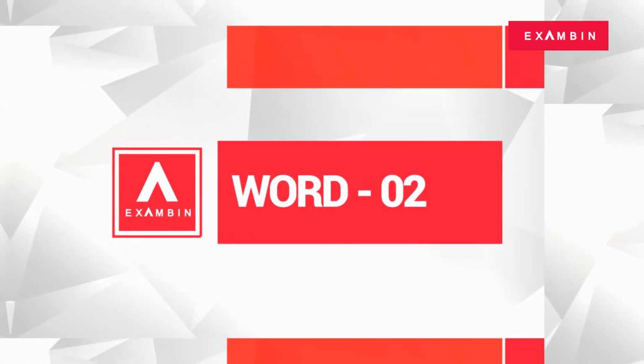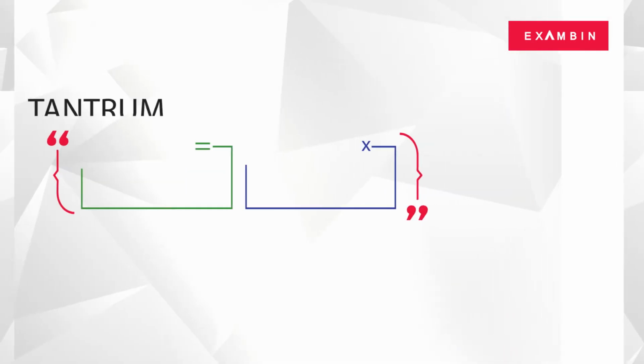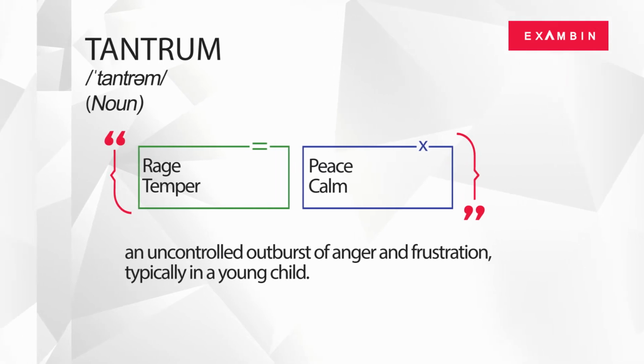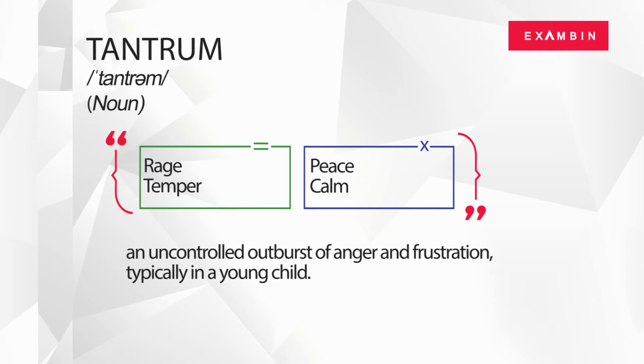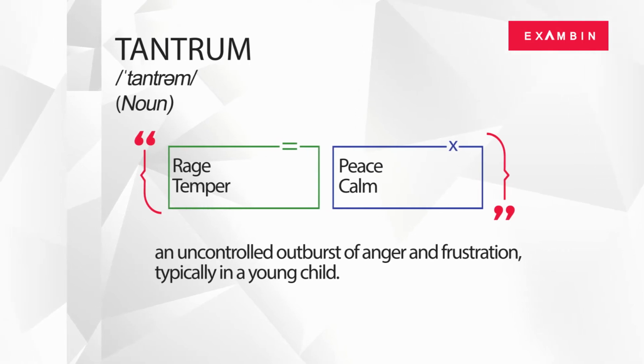The second word of the day is tantrum. The word tantrum is a noun. The direct synonyms of tantrum are rage, temper. In general context, the word tantrum means an uncontrolled outburst of anger and frustration, typically in a young child. Peace, calm are some of the terms referring to the opposite meaning to the word tantrum. We will see a few examples to understand the word tantrum better.